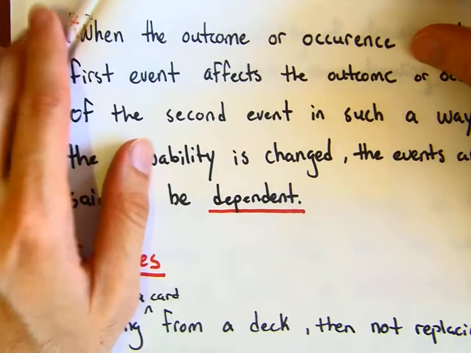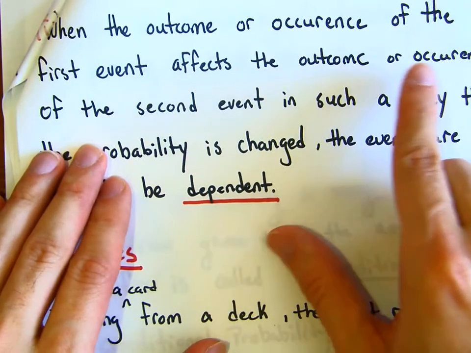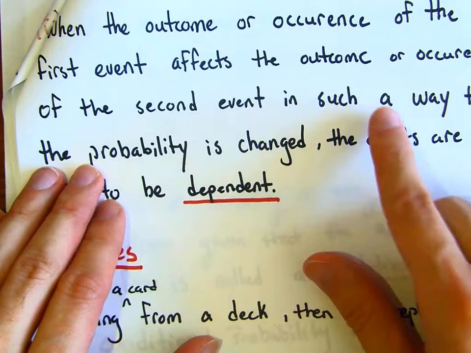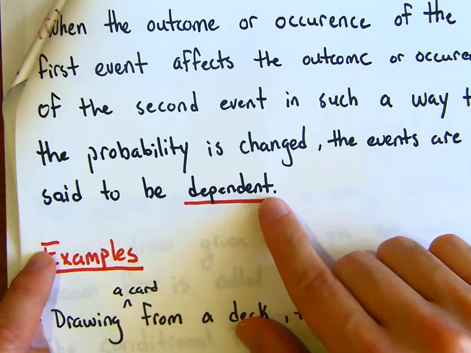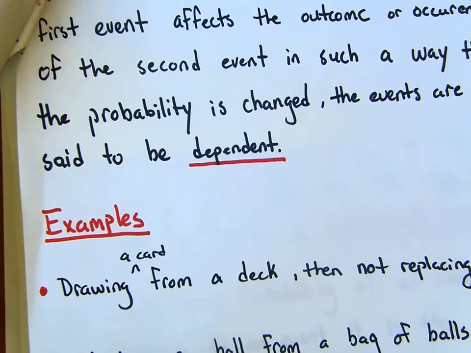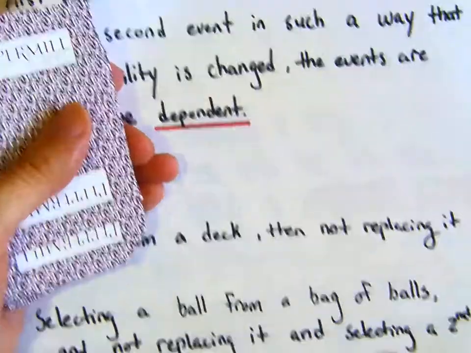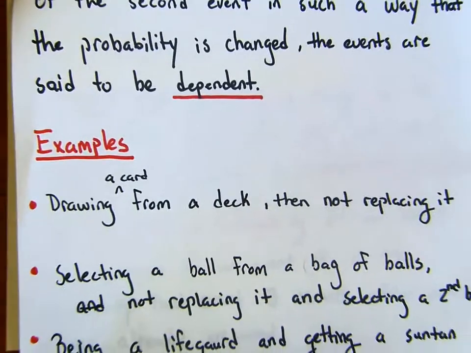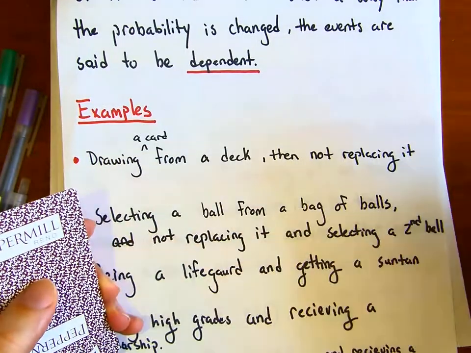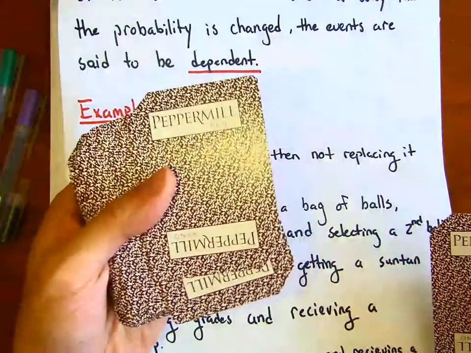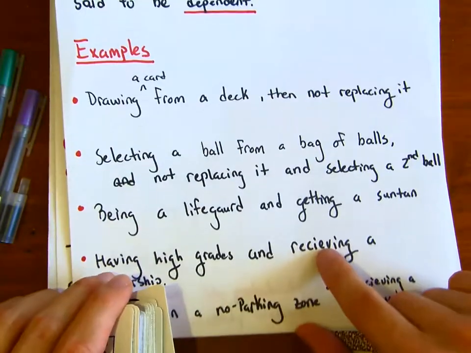When the outcome or occurrence of the first event affects the outcome or occurrence of the second event in such a way that the probability is changed, the events are said to be dependent. So for example, let's say I draw a card from a deck and then I don't replace it over here. Actually, let me zoom my camera angle a little bit out. Here, if I draw a card from a deck and I don't replace it, notice how many cards are in the deck. There are 51. Okay? So let's take a look at some other situation here.